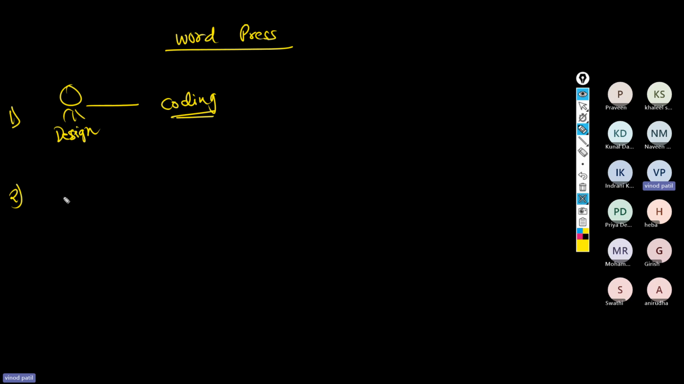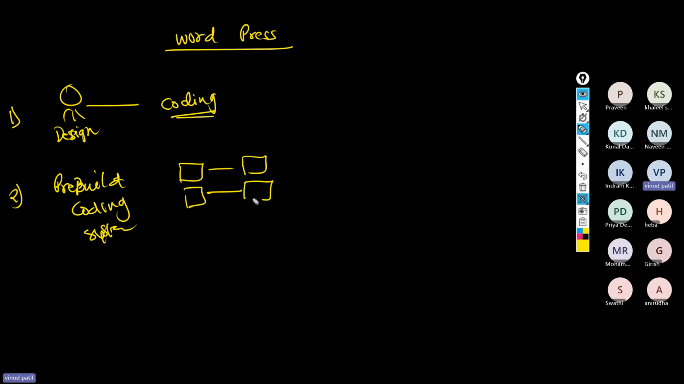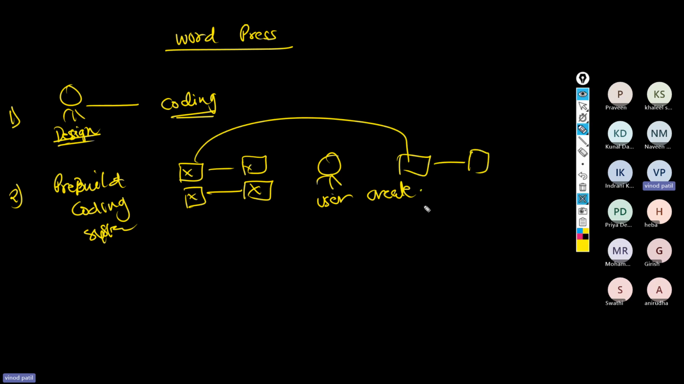The second process, they introduced the pre-built coding system. Everything is already code: whatever form, button, color, everything is pre-built in the boxes. And the end user, not the consultant, comes into the picture. A user can also create a website by adding things, drag and drop, wherever they want a form, slider or buttons, and they can publish the website.